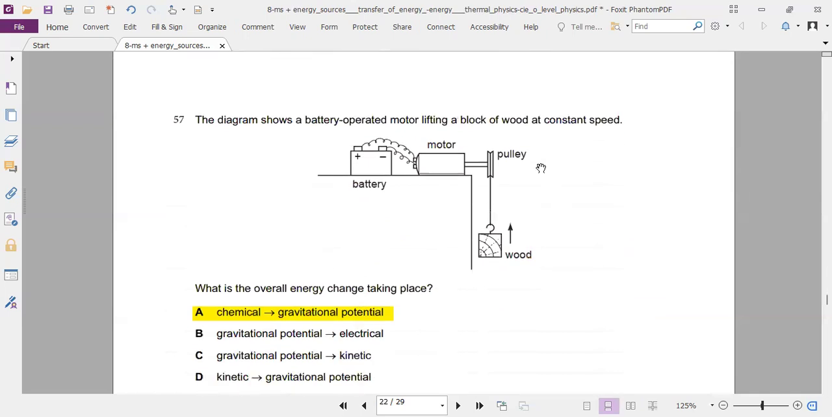Here we have a motor lifting a load. Chemical energy is running the motor and is finally lifting it and giving it potential energy. A choice.